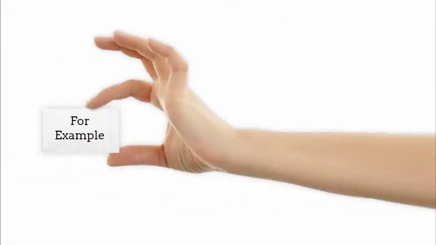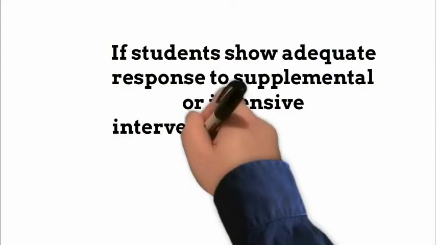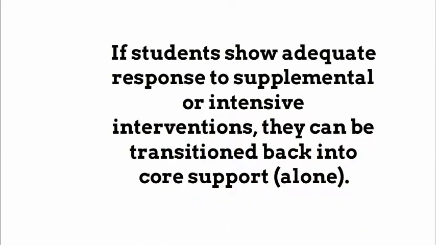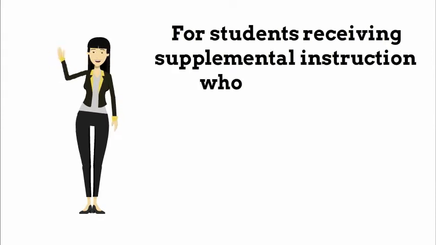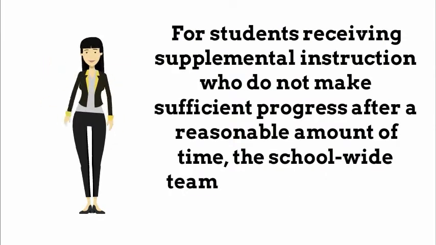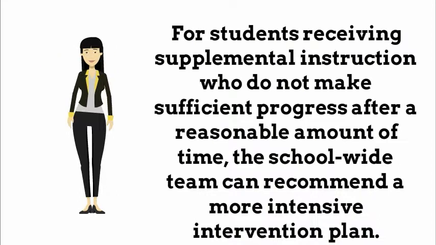For example, if students show adequate response to supplemental or intensive interventions, they can be transitioned back into differentiated core support alone. For students receiving supplemental instruction who do not make sufficient progress after a reasonable amount of time, the school-wide team can recommend a more intensive intervention plan.